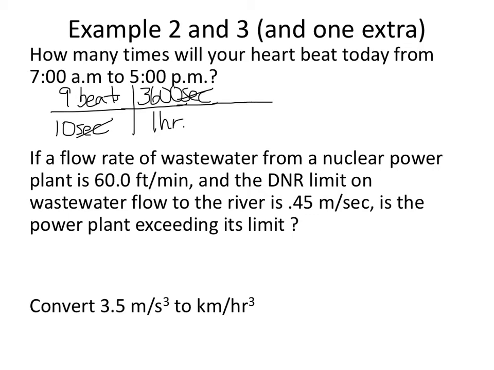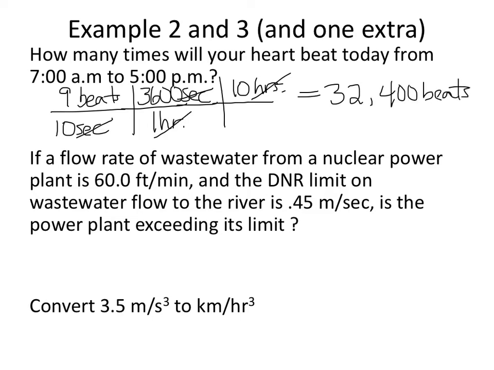And now I'm just going to simply multiply by 10 hours. No conversion factor here. I'm just saying, look, I want this information for a 10-hour time period. And so I'll go 9 times 3,600 times 10, divide by 10, and you should get something like that. And notice everything else has canceled except for the beats, and that's the answer you want.